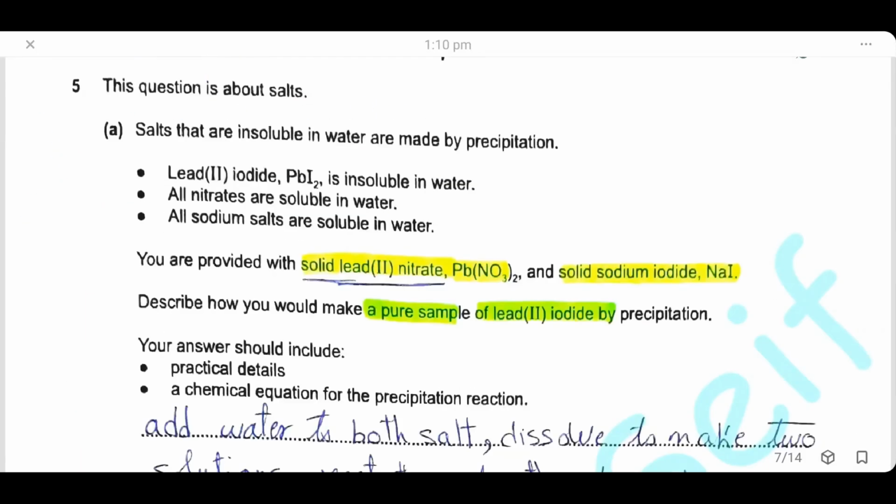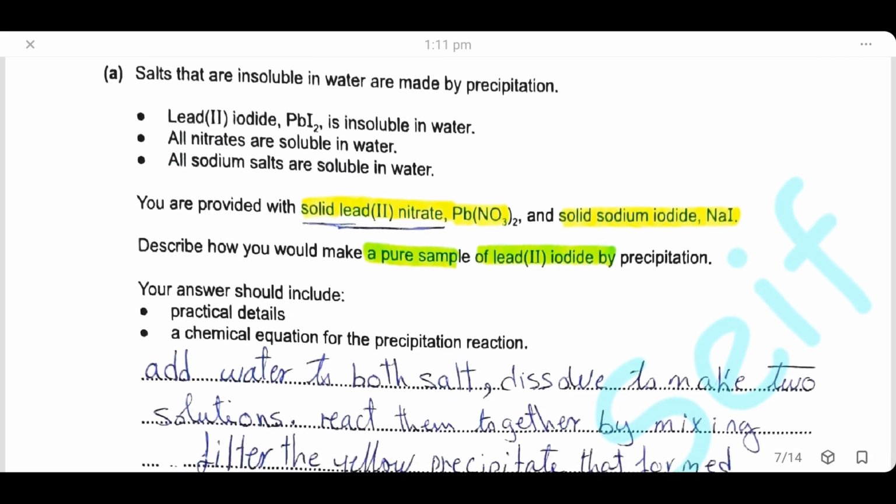Question 5. This question is about salts. Salts that are insoluble in water are made by precipitation. Lead iodide is insoluble in water. All nitrates are soluble. All sodium salts are soluble in water. Precipitation method is reacting two soluble salts to obtain one insoluble salt.